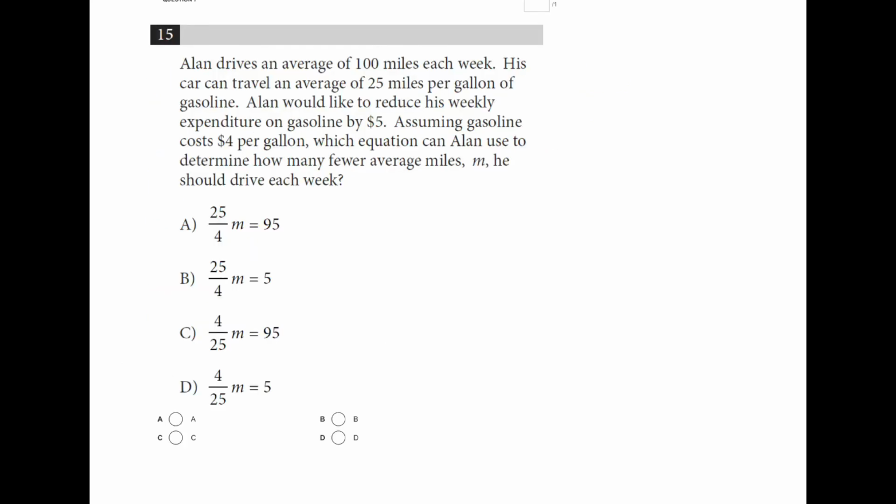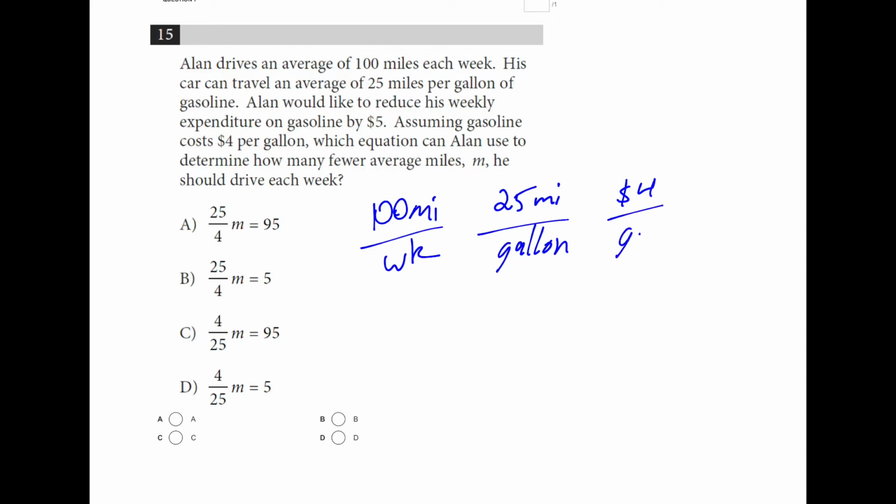So there's a couple ways to solve this one. There's a lot of ratios built into this equation, a lot of numbers. We have 100 miles per week, and then we have something like 25 miles per gallon, and then we have something like $4 per gallon. And we want to reduce our driving by some unknown amount so that we can reduce our expenditure by $5.